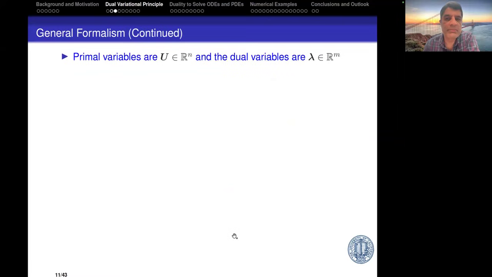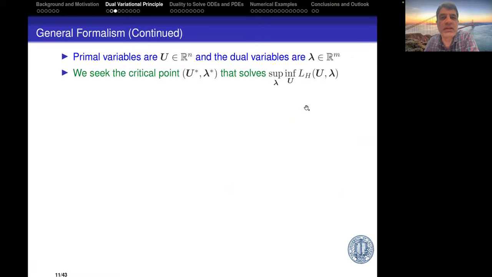Just to identify and make things clear, we have the primal variables that live in R^n and the dual variables that live in R^m. So n and m need not be the same, of course. And we seek a critical point, which I'll call u star and lambda star, that solves the infimum over u of L of h, this sort of mixed variational statement, and the supremum over lambda, right? So that's the starting point.